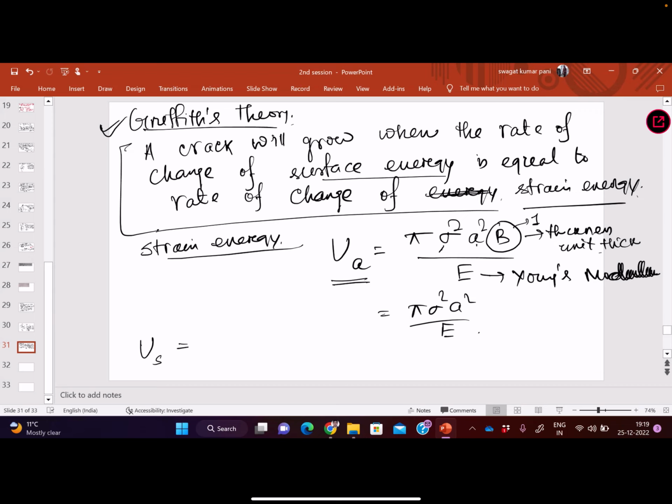This one is clear, Griffith's theory, what I wrote here. Because for a crack to propagate, sufficient energy should be provided to create new surfaces. Two surfaces will be created when a crack is propagating. So we need sufficient energy to propagate the crack, then only the crack can propagate. So this is the crack driving force or strain energy. This should be equal to the rate of change of surface energy, then only the crack will grow.